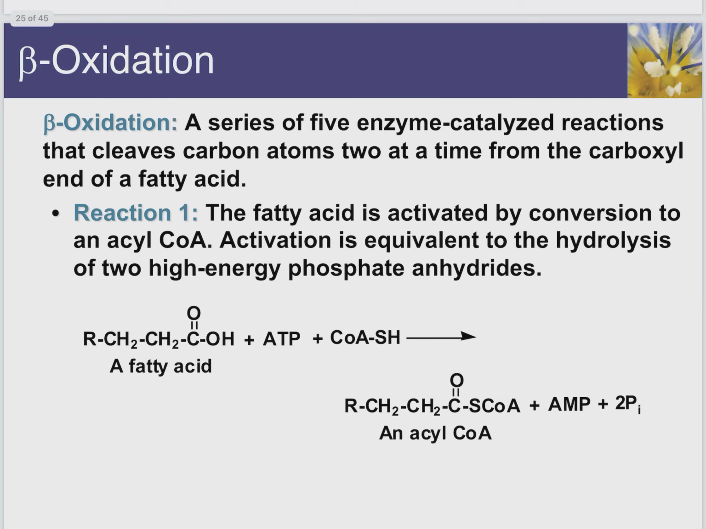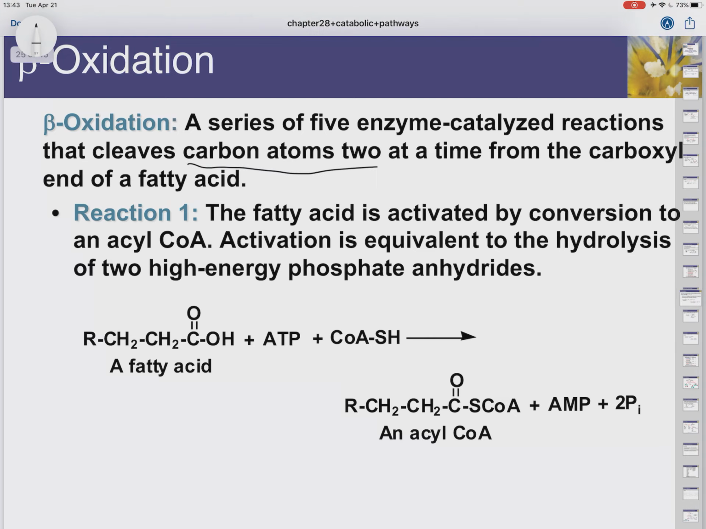So let's talk about how we get into the citric acid cycle as a fat. Beta oxidation goes through 5 reactions. We're going to look at those very quickly. Essentially we take 2 carbons at a time from the carboxyl end, that's this end, the fatty acid side. We're going to take those 2 at a time until all of our carbons are gone. And remember, most of the carbons in our bodies are even numbered because we make them that way. That's how we can break them apart completely.